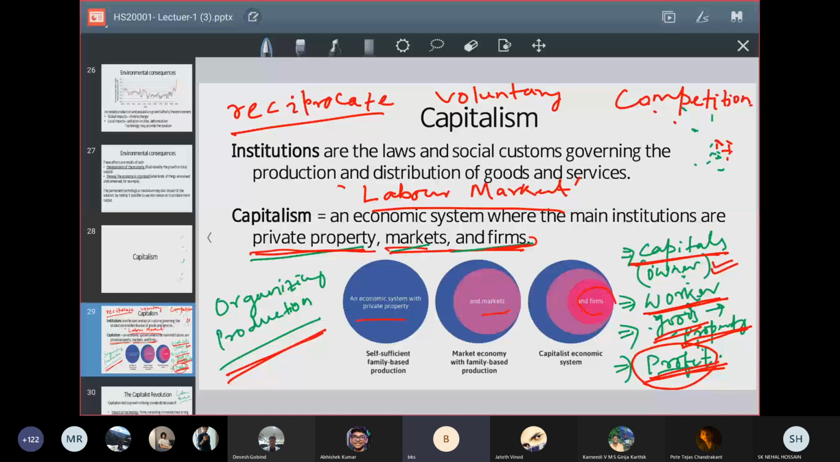Another key feature of the firm which differentiates it from families and the government is how quickly your firm can be born, expand, contract, and die. So the firm is different from families and government because of how quickly the firm can be born, expand, contract, and die.